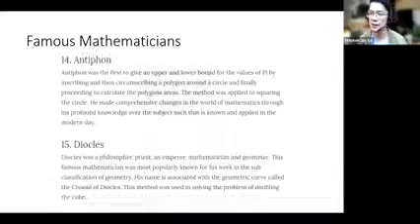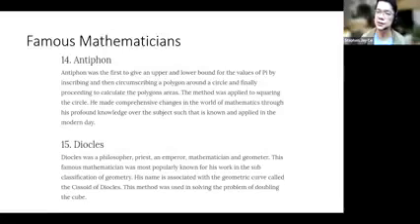We also have Antiphon, who was the first to give an upper and lower bound for the values of pi by inscribing and then circumscribing a polygon around the circle, and finally proceeding to calculate the polygon's areas. Okay, next, Diocles. He was a mathematician and geometer, popularly known for his work, The Subclassification of Geometry. His name is associated with a geometric curve called the Cissoid of Diocles.